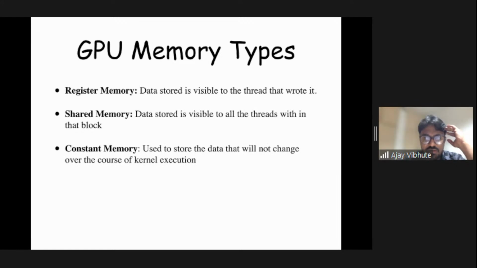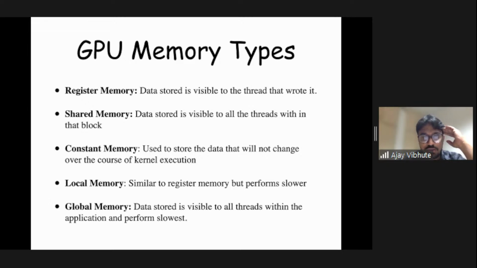Then we have constant memory. Let's say you have some data which you expect not to change over your kernel execution. You can store that data in constant memory. And finally, local memory is similar to register memory, but it is slightly slower. And the last is global memory. The data stored in global memory is visible to all the threads in the application, whereas shared memory is visible only to the threads of that particular block. It is the slowest memory, by the way. So the fastest is register memory, and global memory is the slowest.